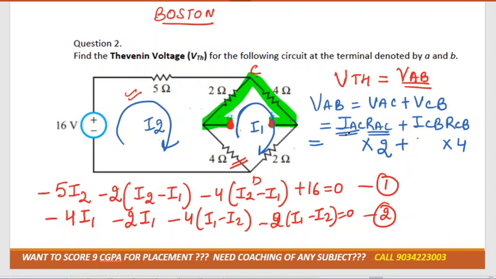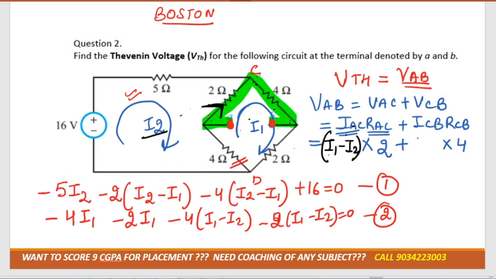Now we need to calculate IAC. As you can see, IAC current is moving like this. So I1 direction and IAC direction is the same, so we can say it's positive I1, and I2 direction and IAC direction is opposite, so we can consider it as minus I2. So IAC would be equal to how much? I1 minus I2.